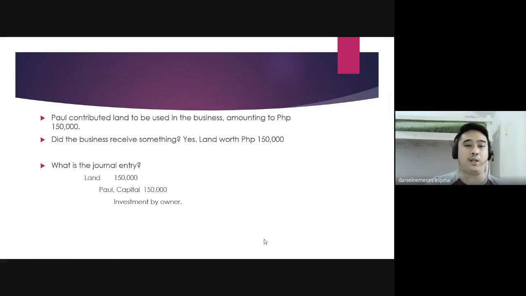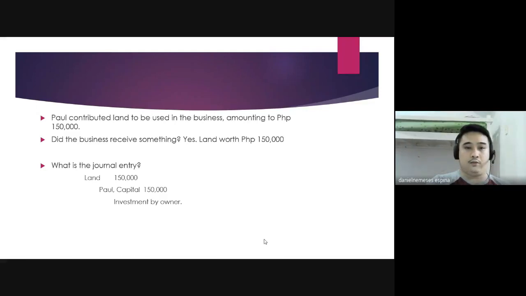And land is also an investment by the owner, so we credit capital. So that's why we debit land 150,000 and credit Paul, capital 150,000. For the explanation, investment by owner, or you can say the owner invested land. It will briefly describe the transaction. There's no problem with the explanation as long as it is related to the transaction.